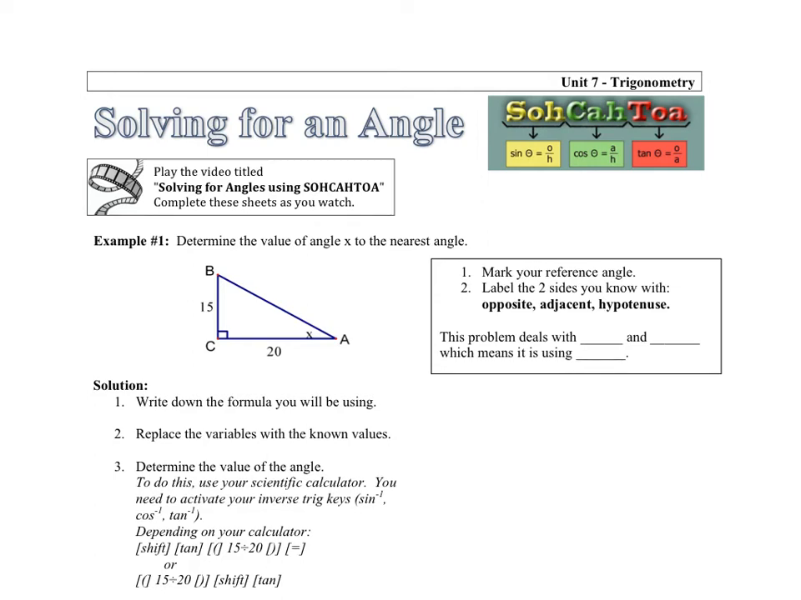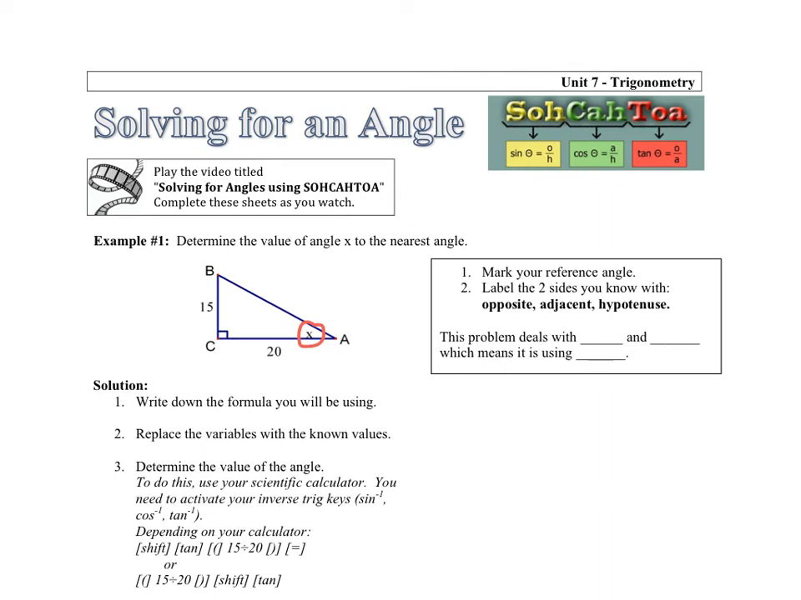Yesterday we looked at how to solve for missing sides in a right triangle. Today we're going to look at how to solve for missing angles. The starting point is the exact same. Label your triangle. But in this case, your reference angle is going to be the one that you are looking for. So in this case, it's x.